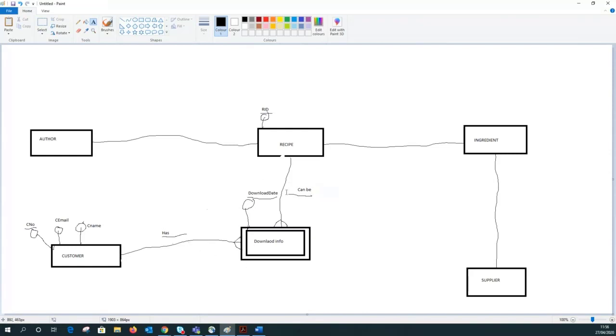And now let's see the cardinality relationships. One customer can download many recipes, actually zero to many recipes, so optional. And one download information must belong to one customer. Then the other way, so this is one to many. That is the cardinality relationship.